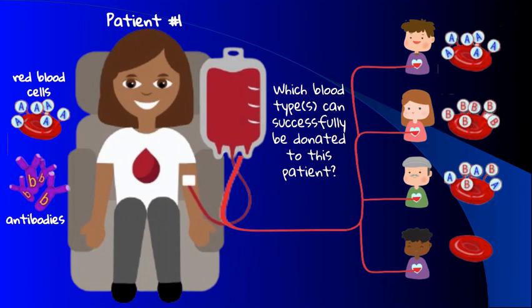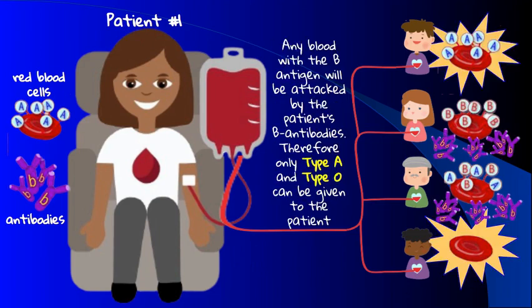So here's an example. Patient 1, since she has the A antigen on her red blood cells, has type A blood, which means she also has the type B antibodies that are willing to protect her against the B antigen. So if we have these 4 individuals, type A, type B, type AB, and type O, which blood types can successfully be donated to our patient number 1? Any blood with the B antigen will be attacked by the patient's B antibodies. Therefore, only type A and type O can be given to the patient successfully.